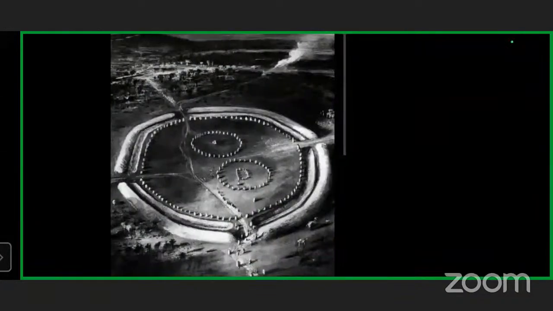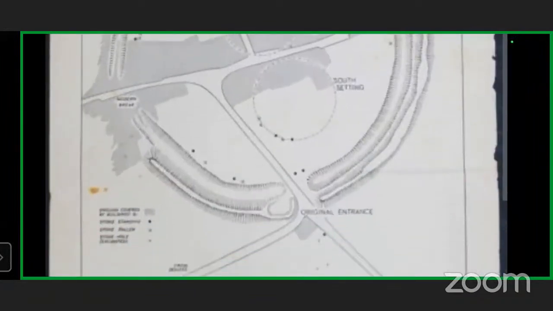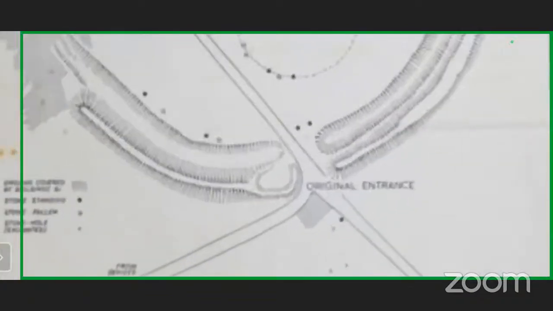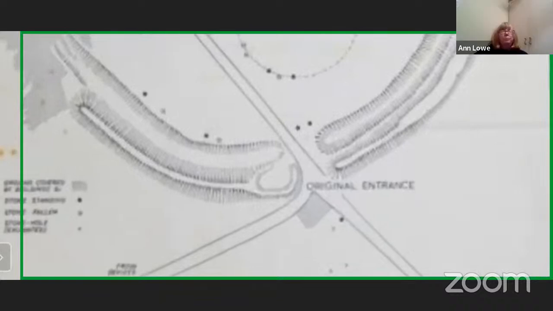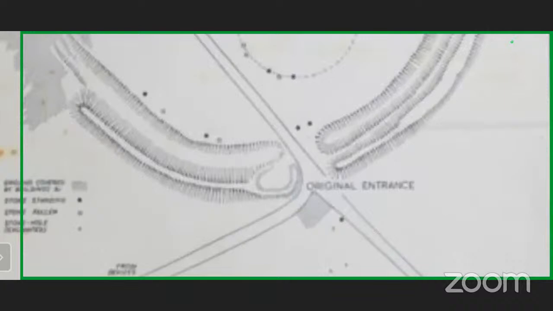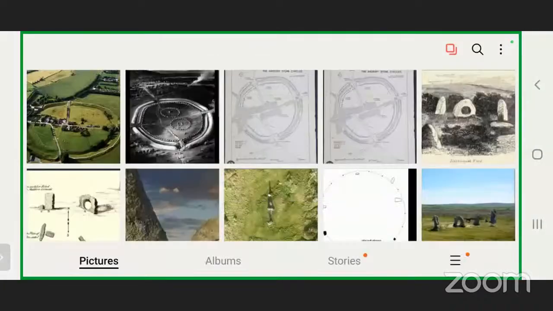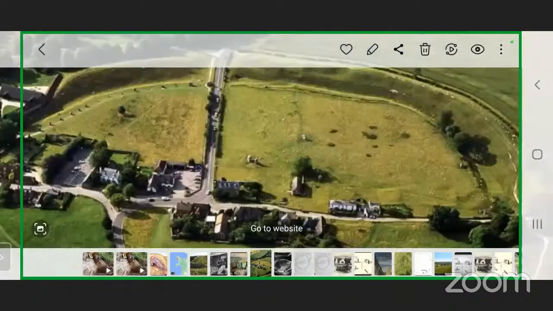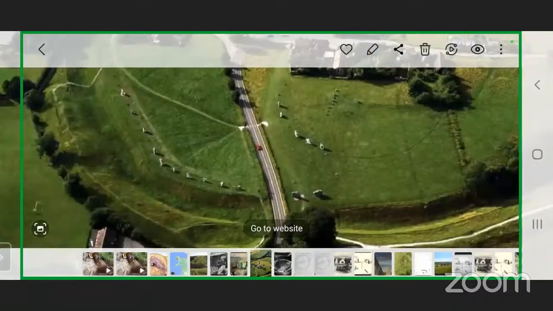Look at what the landscape used to look like in 1900. How many can you count? Four. Yes, there's four. And where you've got the little grey there, those are stones that have fallen. So what was decided? We're going to erect the two stones, and we're going to put more stones in there. We're going to find them.